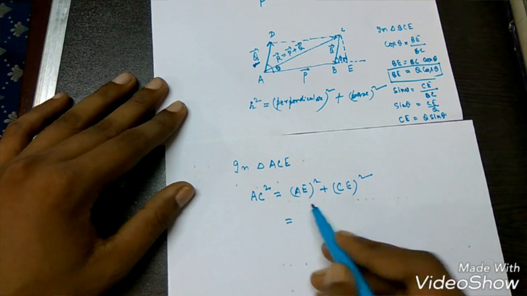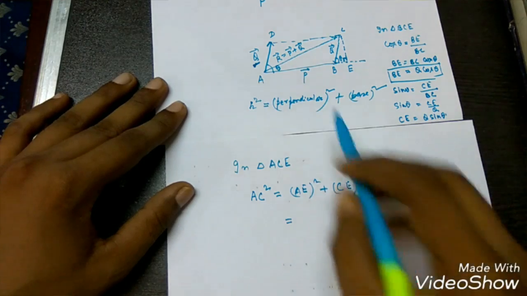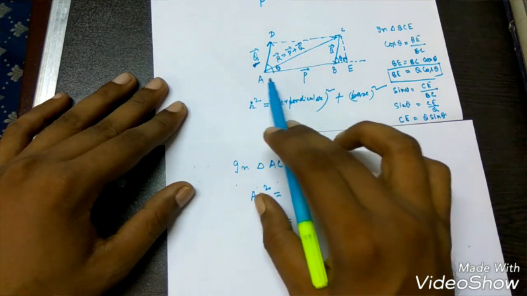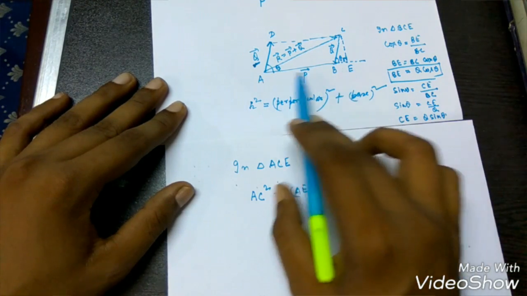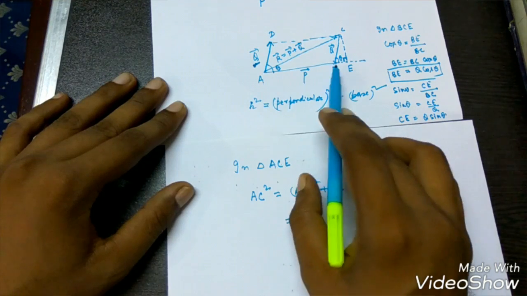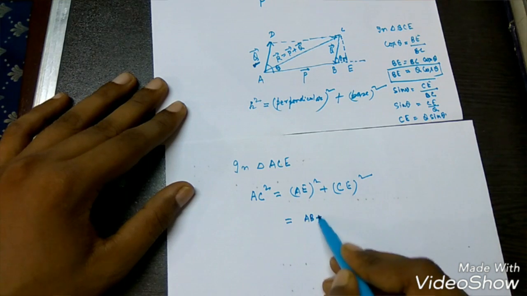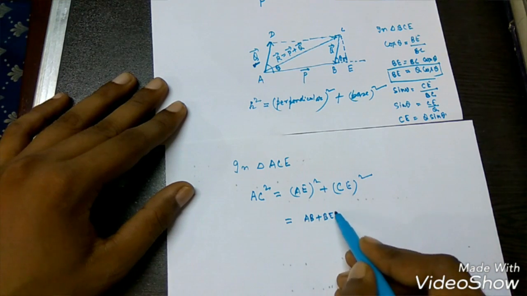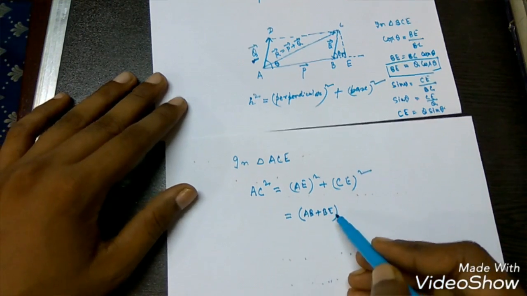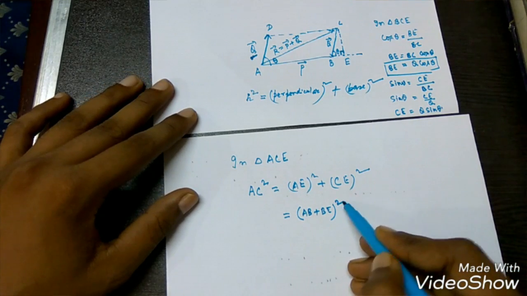Now again, what is AE square? AE can be resolved into two parts. AE consists of two parts. It can be written AB plus BE. So here I am putting AB plus BE in place of AE.